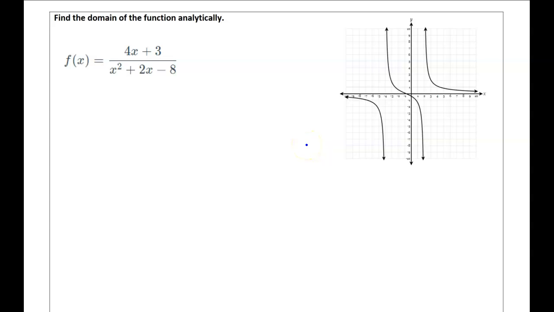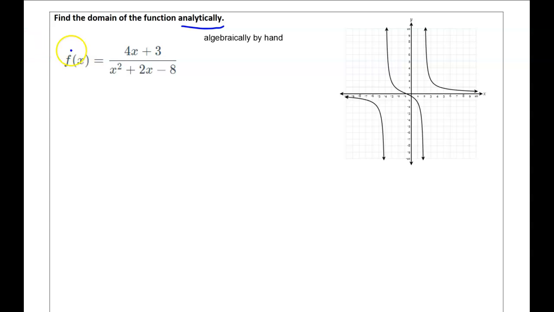In these problems, we're asked to solve for the domain of the function analytically. And analytically just means algebraically, right? So we're showing the work that backs up our answer. And notice we have a new type of function that we haven't really dealt a whole lot with yet. This is called a rational function. And we need to find its domain, right?